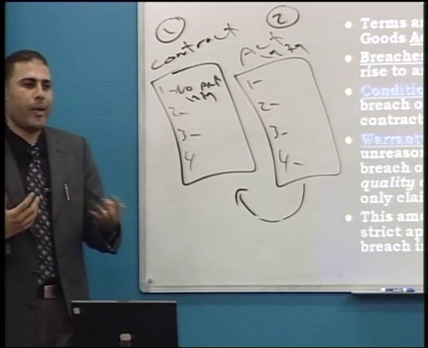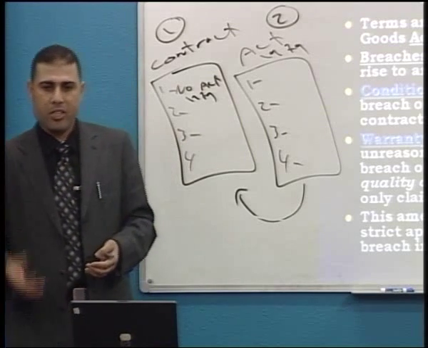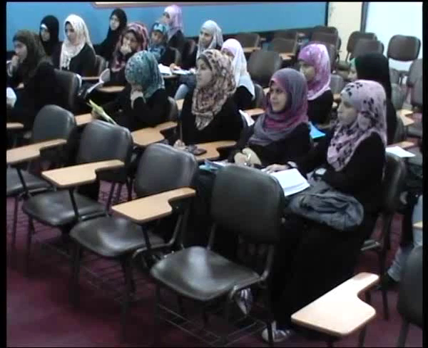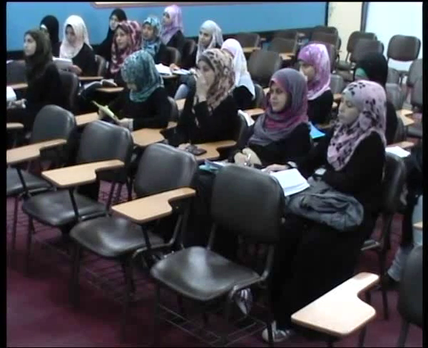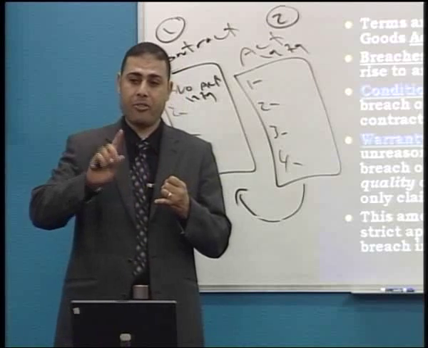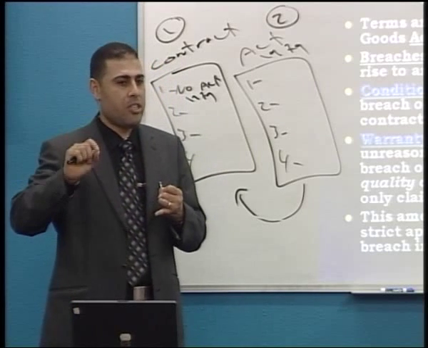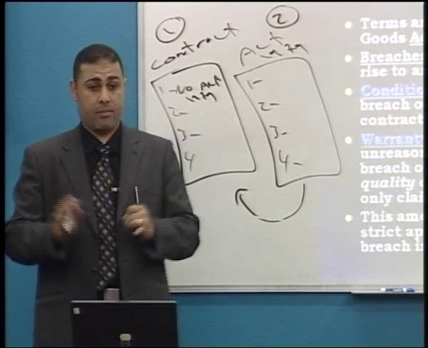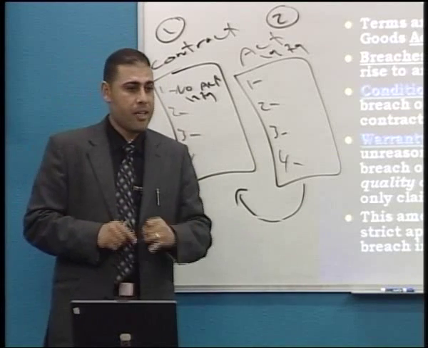And I want to listen to you now. What does it mean condition and what does it mean warranty in a contract? Even if it's explicit or implicit, it doesn't make any difference. Condition is a condition, whether it's explicit or implicit. So ضمني أو صريح. And warranty is a warranty.